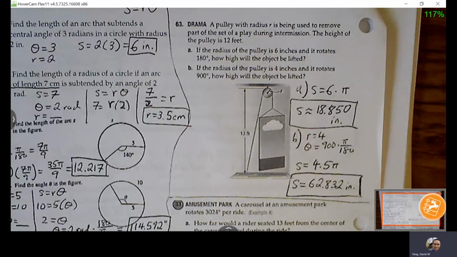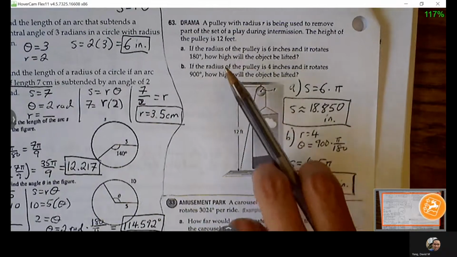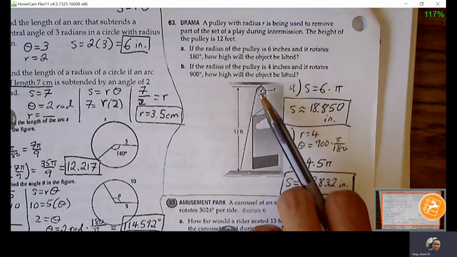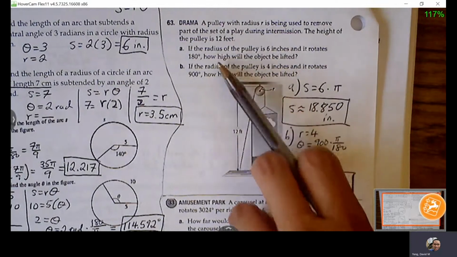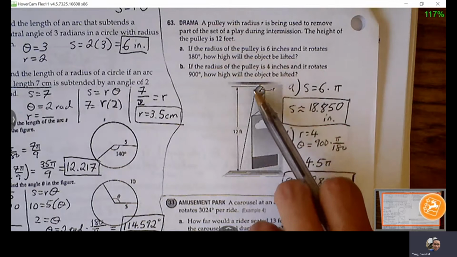Okay, so 63, let me read the problem here. A pulley with a radius r is being used to remove part of the set of a play during intermission. The height of the pulley is 12 feet. You see that here. If the radius of the pulley is 6 inches, given here, and it rotates 180 degrees, how high will the object be lifted?